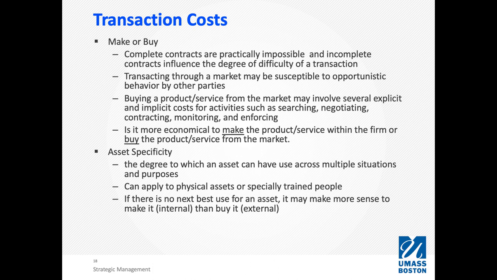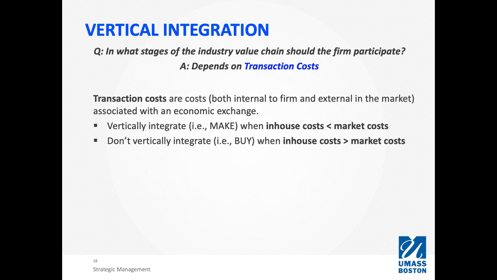Okay, and this can apply to physical assets, or it can apply to specially trained people. It might be really, really difficult to train people to do a certain thing, right? And so it's a highly specific asset. Okay, I've tried to describe 2 Nobel Prizes worth of scholarship in one slide. If you have follow-up questions on this, just let me know. All right. But there are important things to take away from this on the next slide.